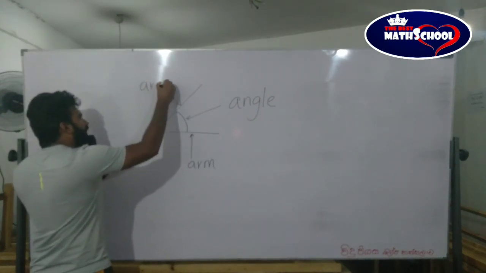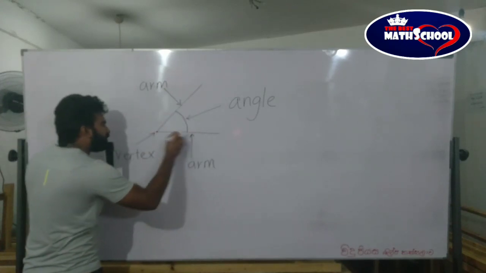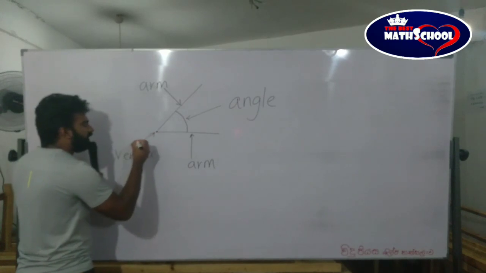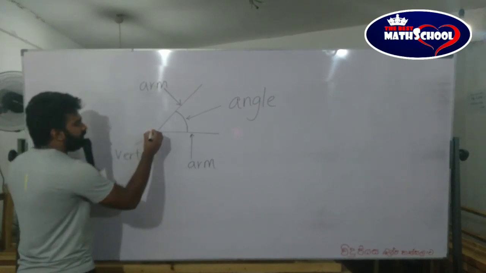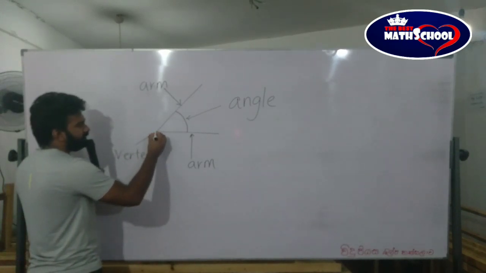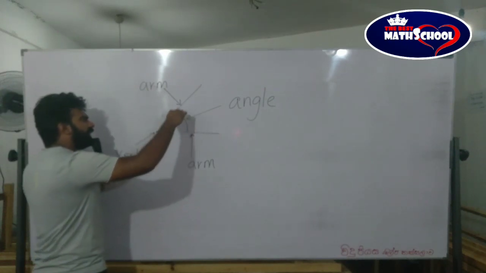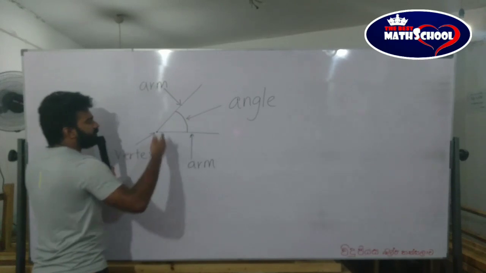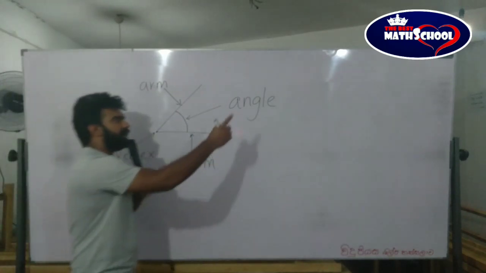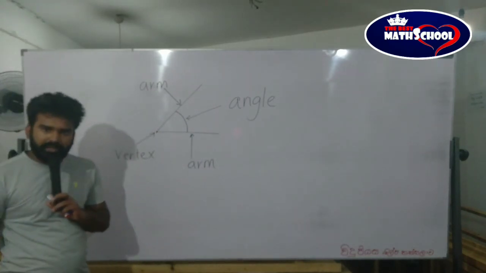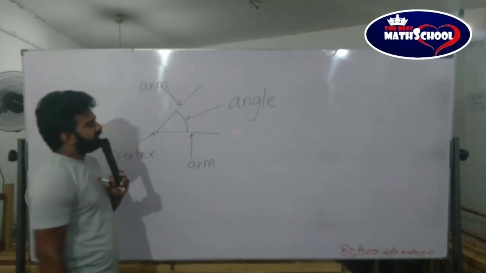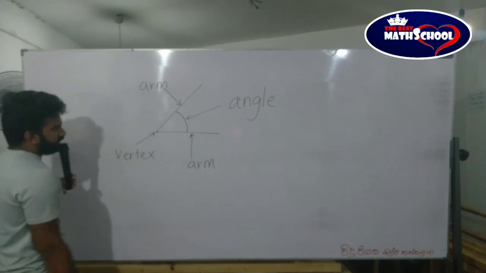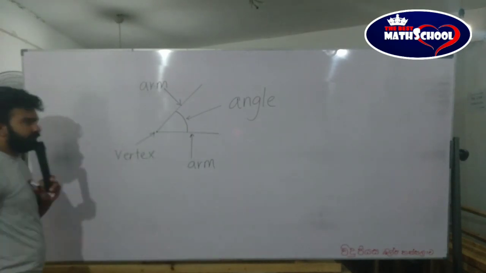So when these two arms come and meet at a point like this, we call it the vertex point. On this vertex point, the angle which is created between these two straight lines, we call it an angle. Got it? This is the basic thing of angle. So we can construct an angle like this. So first of all, take this down.